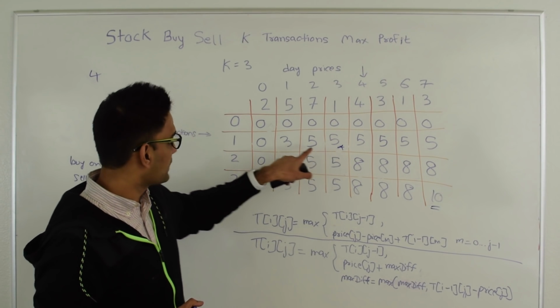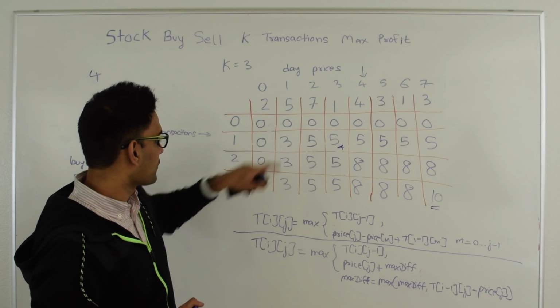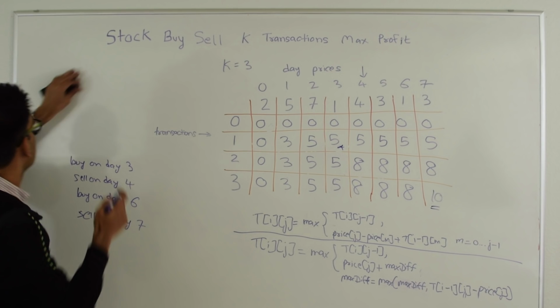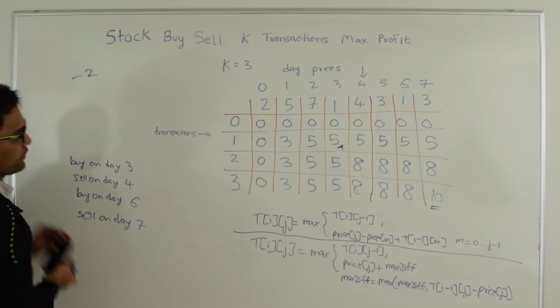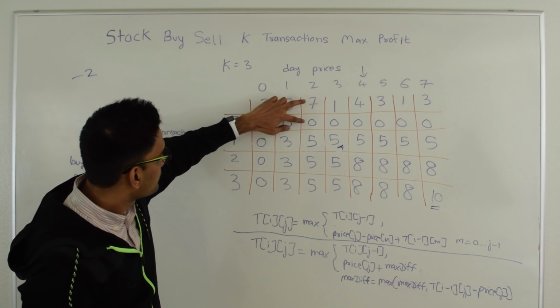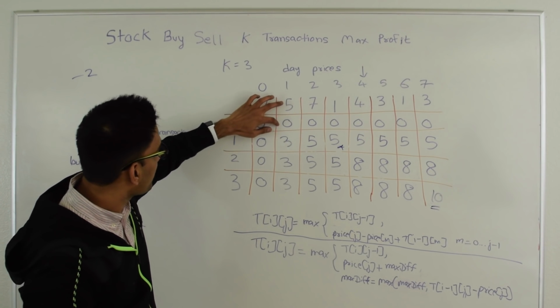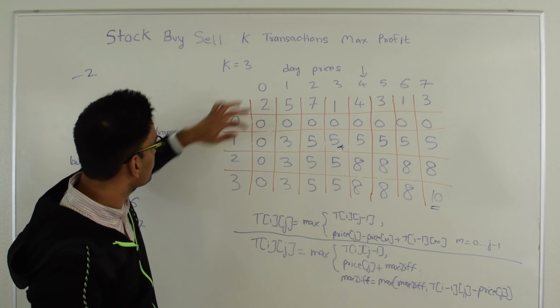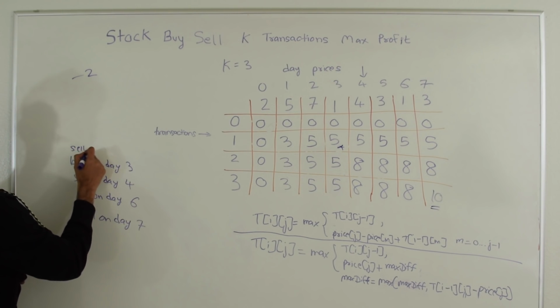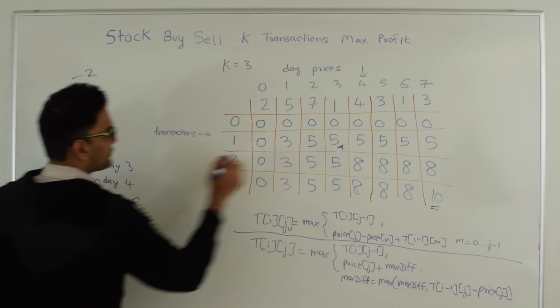Now this 5 is coming from here. This 5 is not coming from here. So 5 minus 7 is minus 2. So now we are looking for a place where we get this minus 2 difference on the row above it. So 0 minus 7 is minus 7, 0 minus 5 is minus 5, 0 minus 2 is minus 2. So we sell on this day, so day 2.